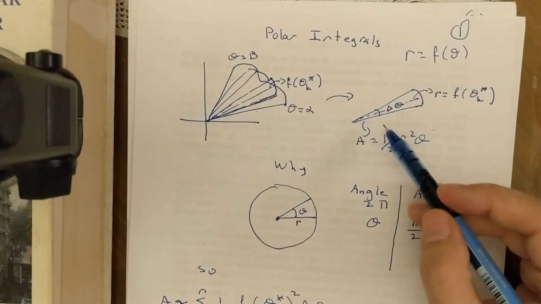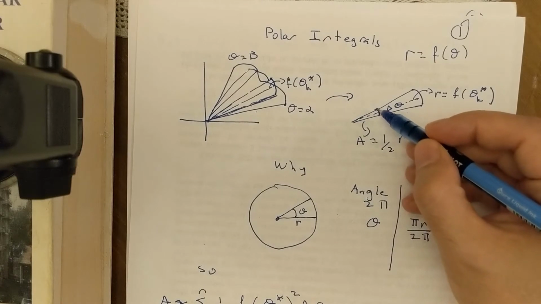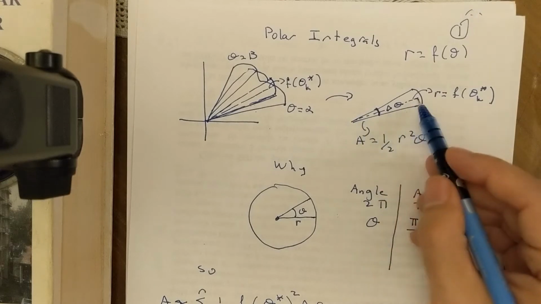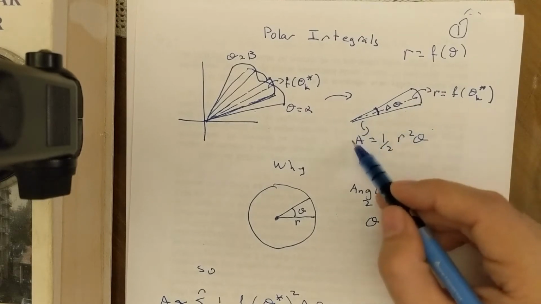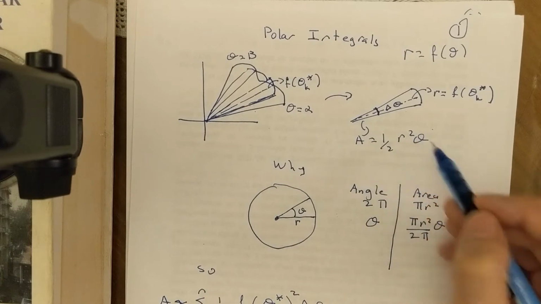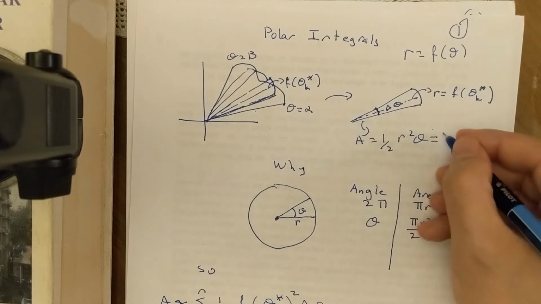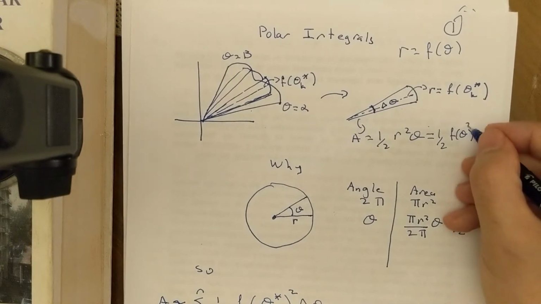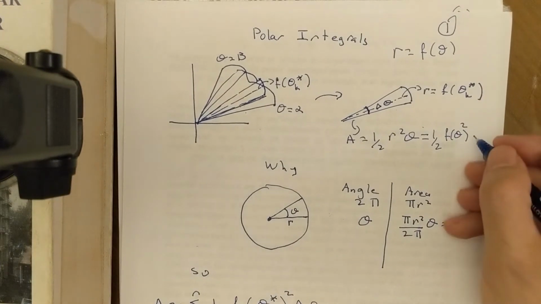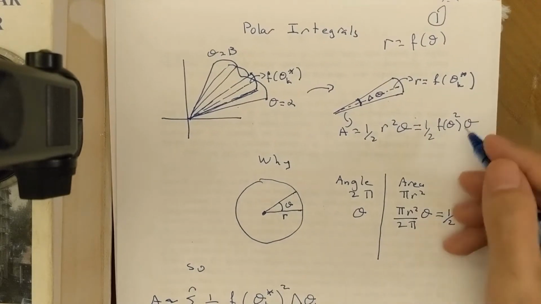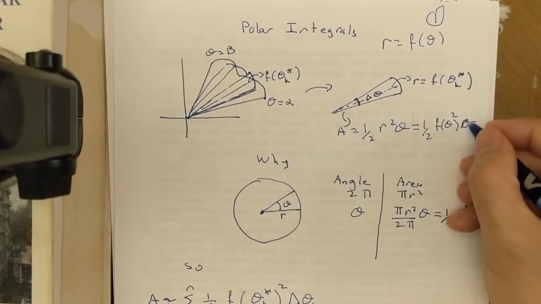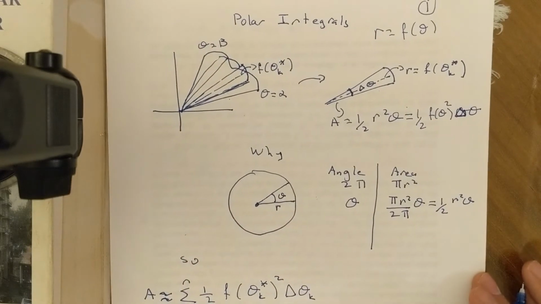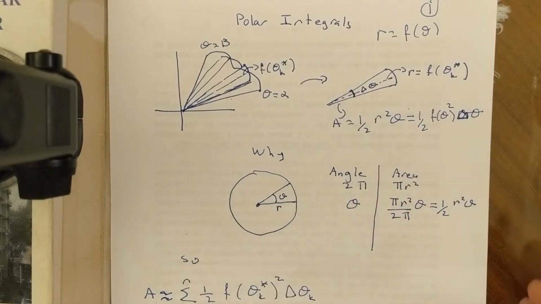Now each pie slice is going to have this change in angle. Let's call it delta theta. And whatever the radius we pick in that proper interval, the area of the pie slice is going to be 1/2 r squared delta theta. In other words, it's going to be 1/2 f of theta squared delta theta. Okay, so actually I should write this. Okay, changing the angle. All right.